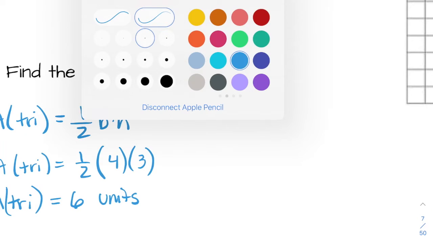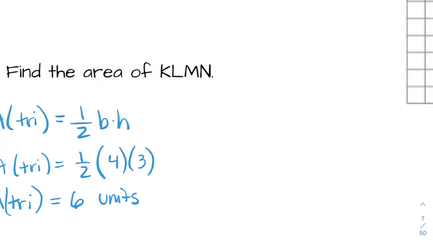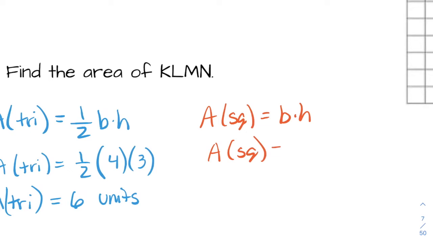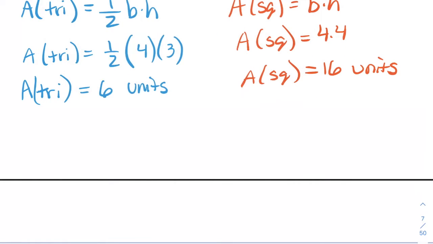And then I'm going to do the area of that square. You can call it square or rectangle because it doesn't really matter. They both have the same formula. Area of the square is base times height. Area of square is 4 times 4. Area of square is 16 units. So area total equals 6 plus 16, which is 16, 17, 18, 19, 20, 21, 22.